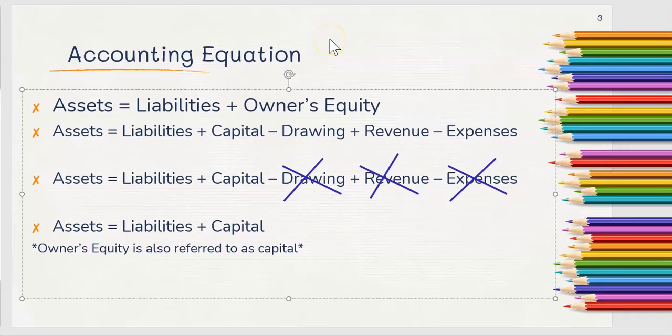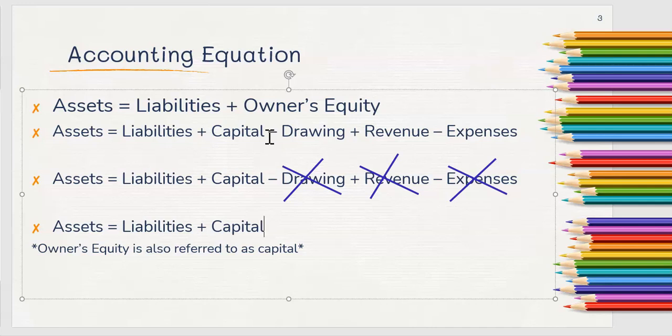And as we learned, owner's equity is made up of capital, drawing, revenue, and expenses. And we know that capital is the owner's stake in the company. Drawing is money that the owner spends, so that's going to bring the capital, the owner's stake, down. Revenue is money that the company earns, so that's going to bring the owner's stake, the capital, up. And expenses are incurred for running the business, and that's going to bring the owner's stake, the capital, down.